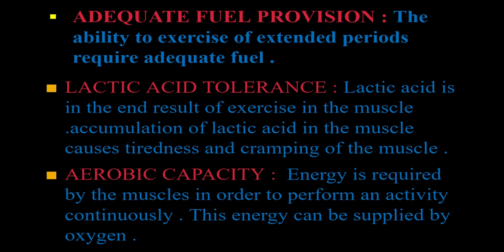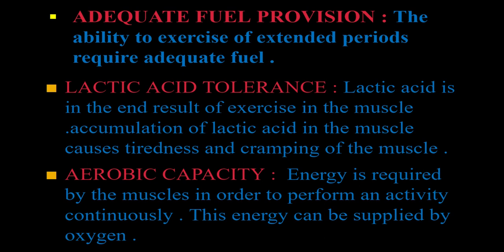Our next point is lactic acid tolerance. Lactic acid is the end result of exercise in the muscle. Accumulation of lactic acid in the muscles causes tiredness and cramping of the muscle. This is produced as energy is released during anaerobic respiration. It is possible to increase tolerance to lactic acid so that endurance can be increased.